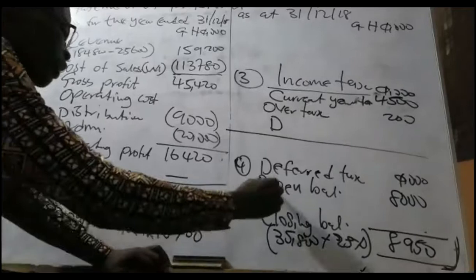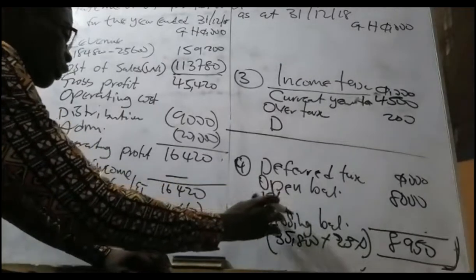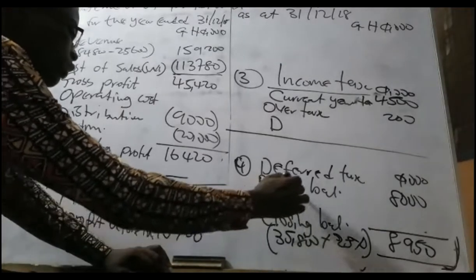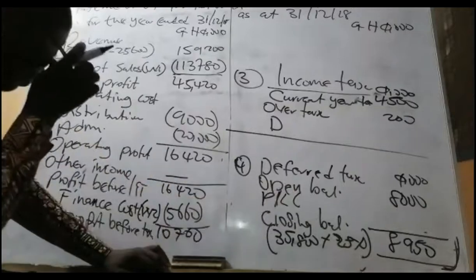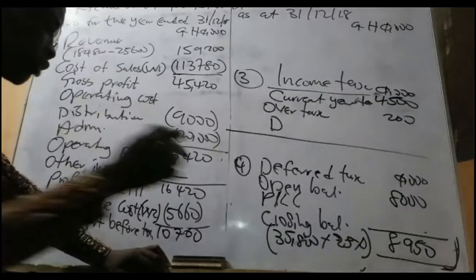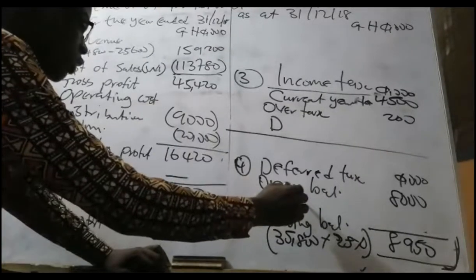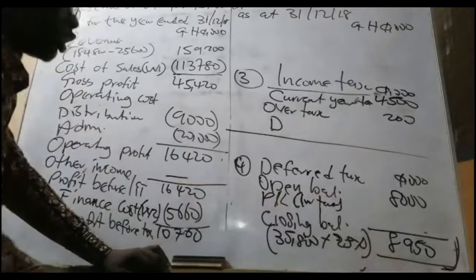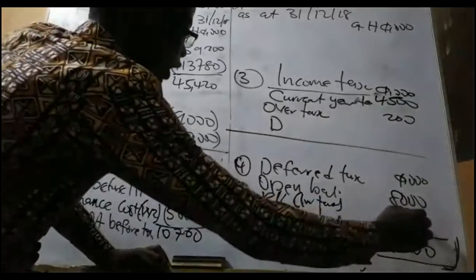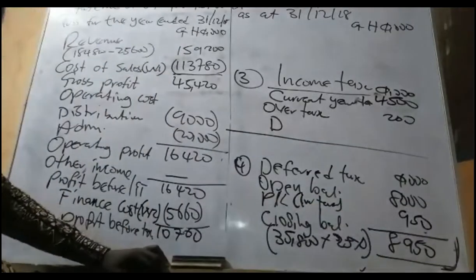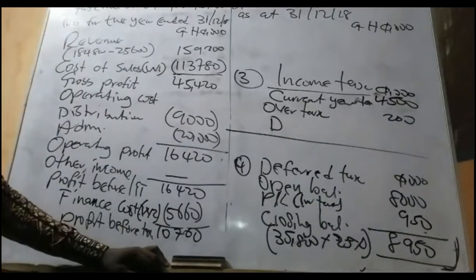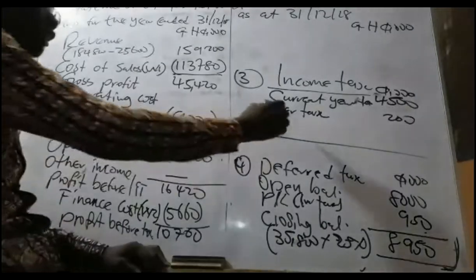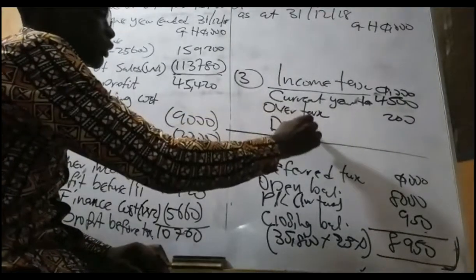So I write here P&L in the bracket, preferably the specific section it will go to, which is income tax. So the difference is 950, right? Agreed. Good. So we are done. When I come here, I'll just write deferred tax.